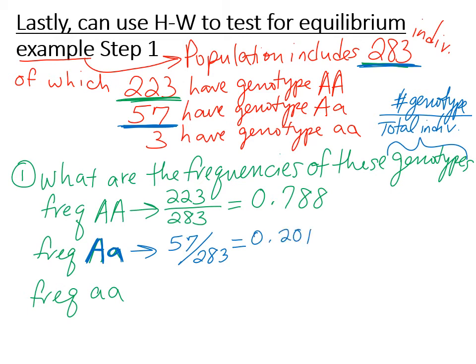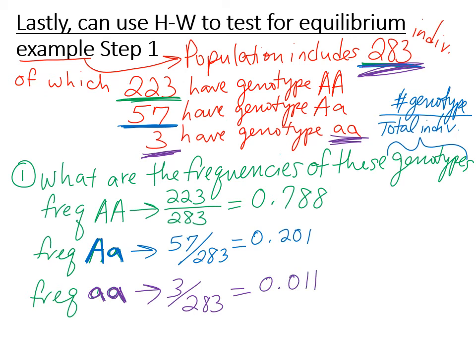which is equal to 0.201. And then we get to the very last one, our lowercase, our recessive ones. I'll use purple for this. 3 out of 283 have that lowercase genotype. So that's 3 out of 283 individuals. So the frequency is 0.011. Now keep in mind these numbers for the next slide, because now we're going to go to step 2.